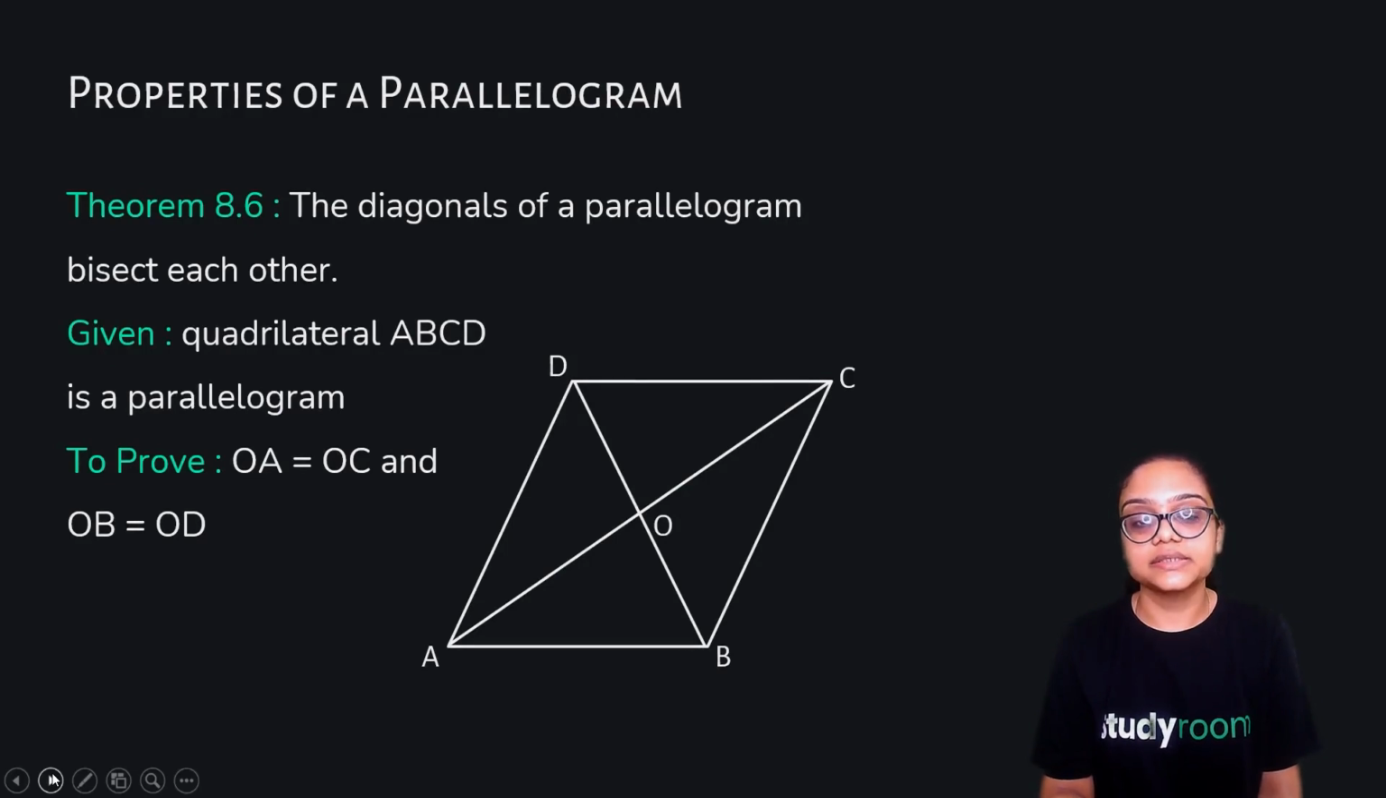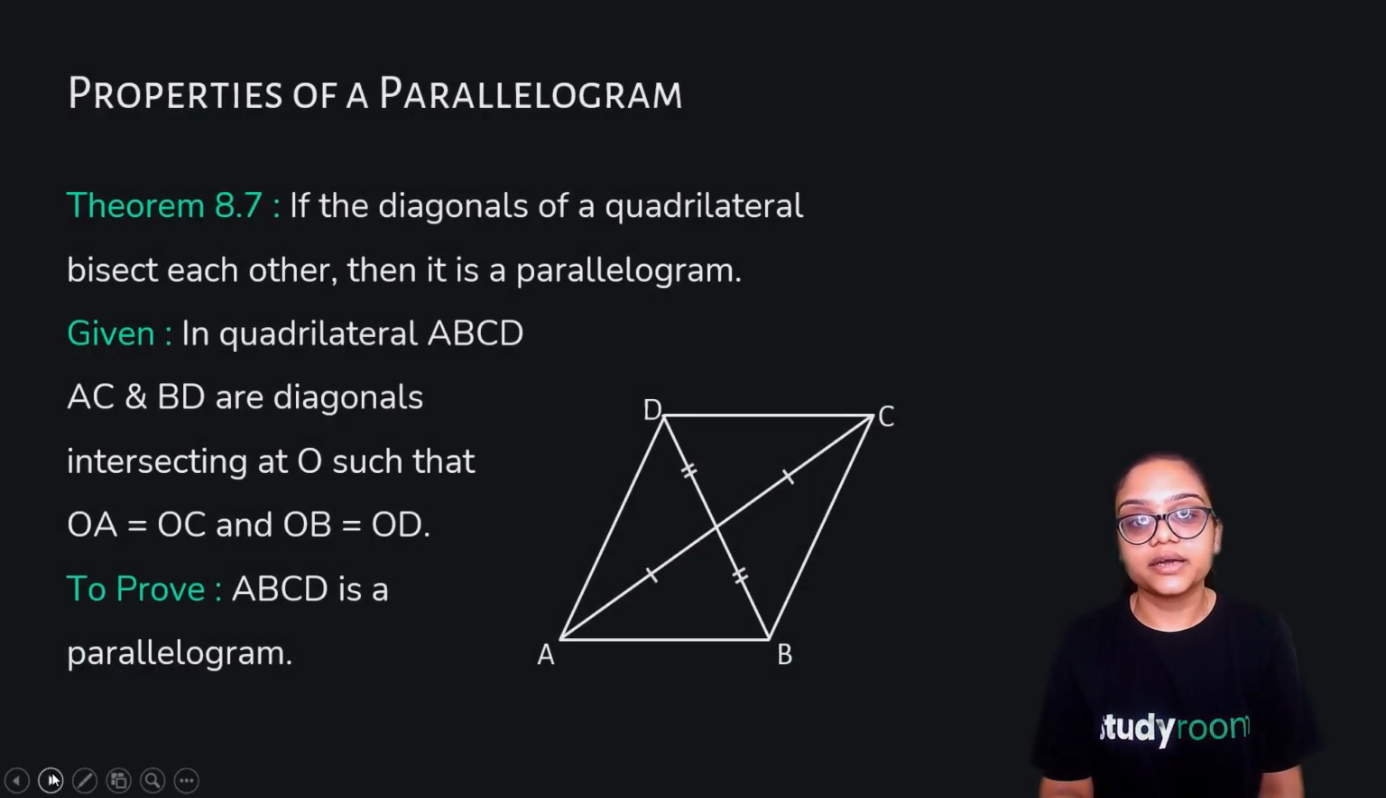Bisect each other in the sense OA is equal to OC and OB is equal to OD. So they intersect at the midpoint, dividing the diagonals into 4 equal parts. If the diagonals of a quadrilateral bisect each other, then it is a parallelogram. So 8.7 is again the converse of 8.6.